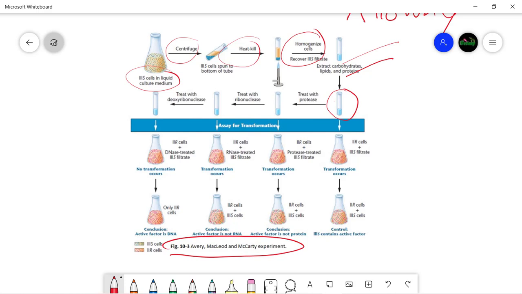So after having found out the transforming principle, in the next video we are going to take a look at how transformation takes place, how a type 2R cell is converted, transformed into a type 3S. So that is our topic of the next video.